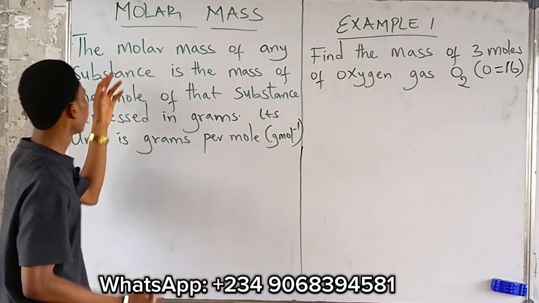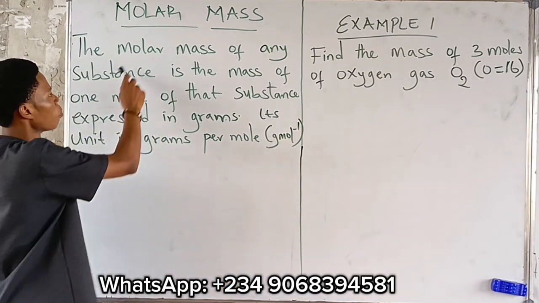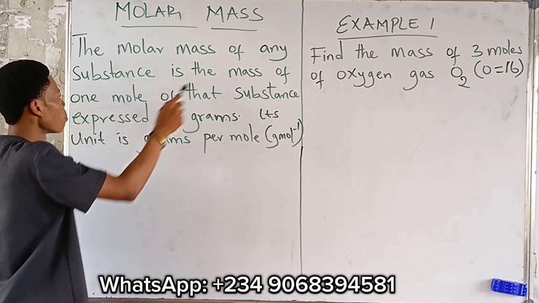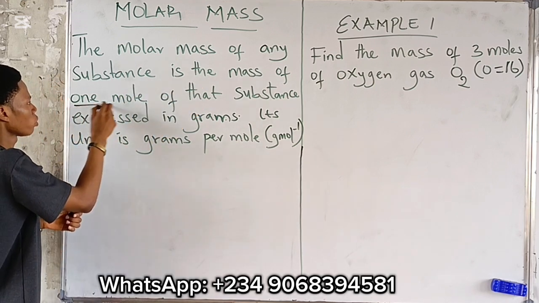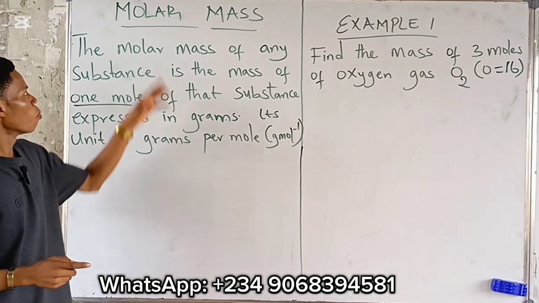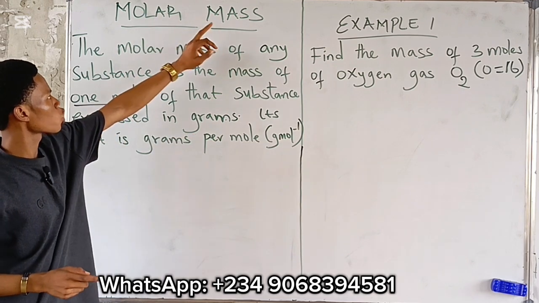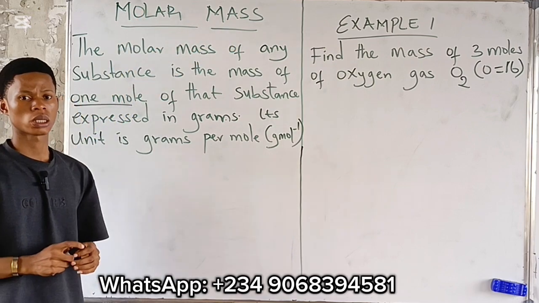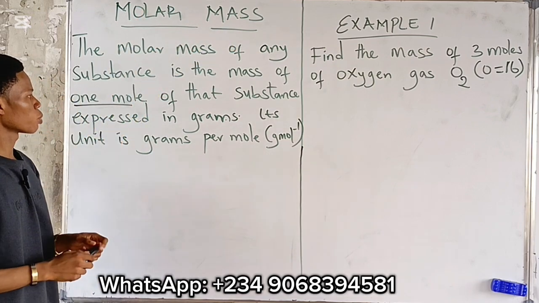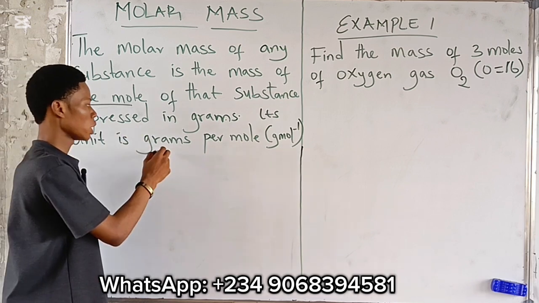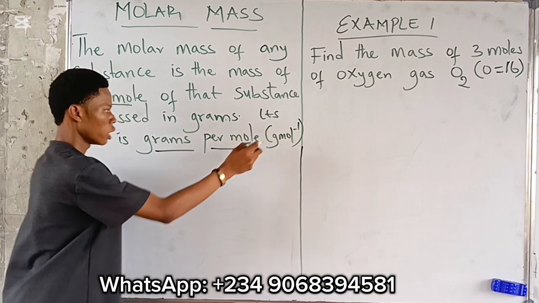When we talk about the molar mass of any substance, it is the mass of 1 mole of that substance expressed in grams. From the word molar mass, we are looking at the mass of 1 mole of that substance, and its unit is grams per mole.